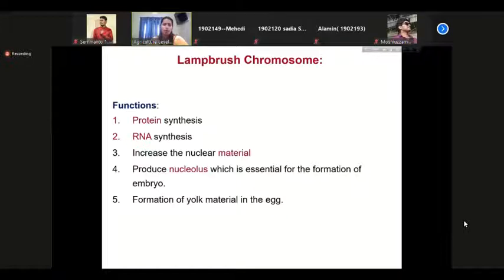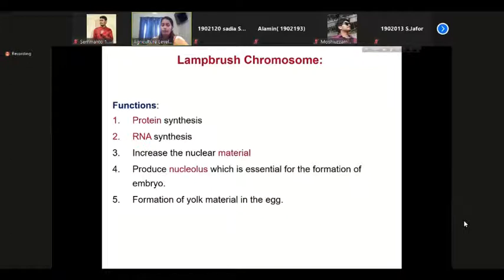They also produce nuclear material, increasing the nuclear material. I told you that cells which have the Lamb-Brush chromosome have a high rate of RNA synthesis, because the Lamb-Brush chromosome loops have repetition of the genes. Due to the repetition of the genes, the rate of synthesis is high. That's why the nuclear material increases and produces nucleolus, which is essential for the formation of the embryo.